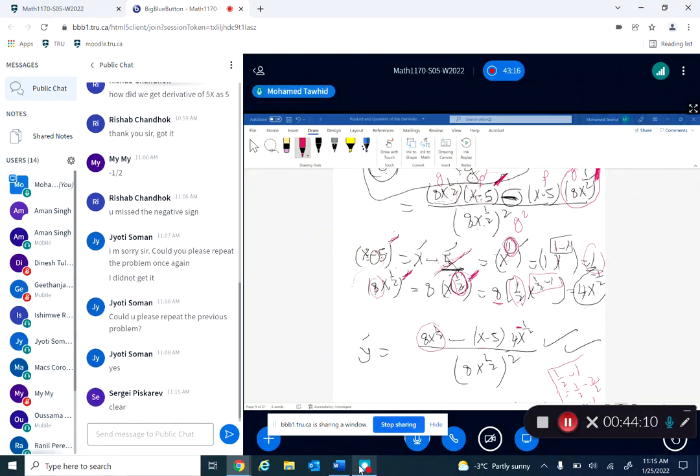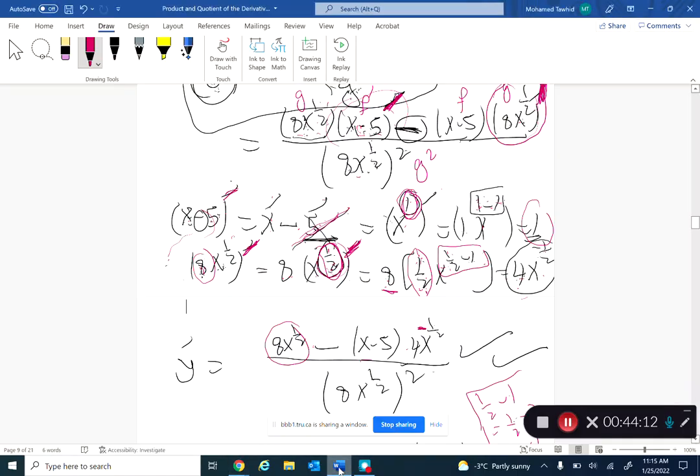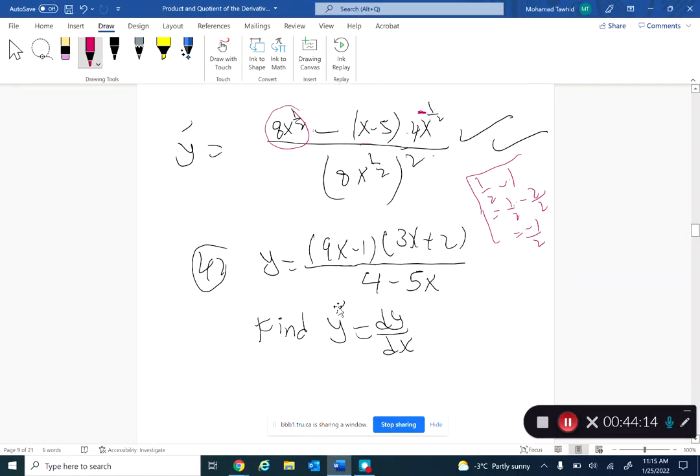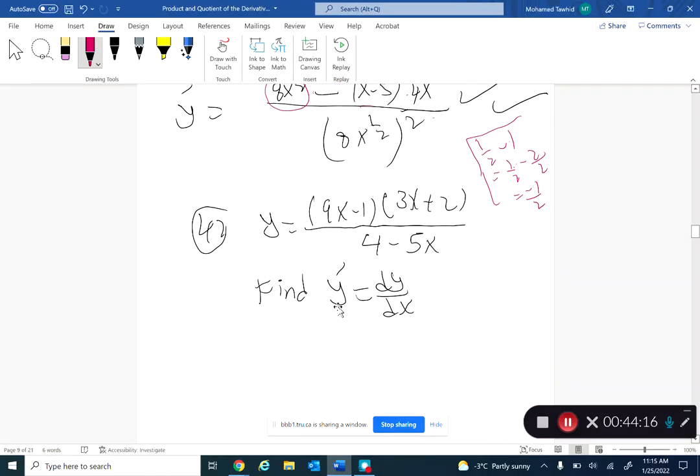So now I continue. For the other example here, look at what you have. I want you to understand how we do this. Read the question aloud a little bit so that you can hear yourself. You have a bracket, 9x minus 1, multiply. When you hear the word multiply, you must really know there is a product rule involved.